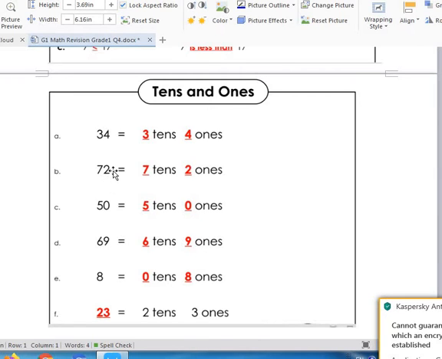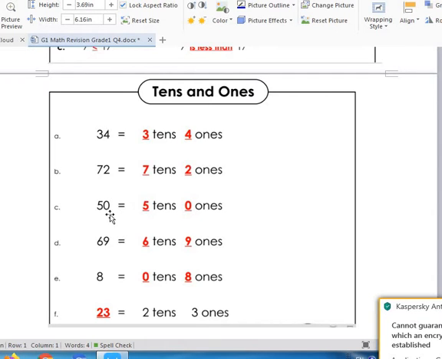72. I start writing this one. The place value of 2 is ones. The place value of 2 is what, habibi? Ones. So 2 here is ones. And the 7 is tens. And if I have another extra number, it will be hundreds. So I have here 72, 70 plus 2. It means 7 tens, 2 ones.